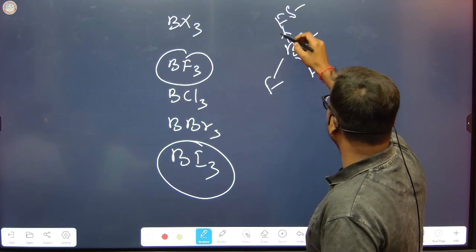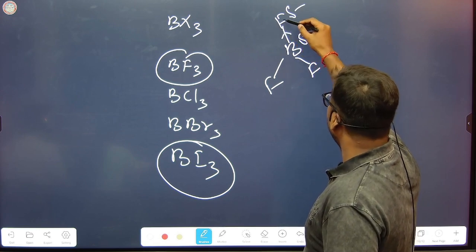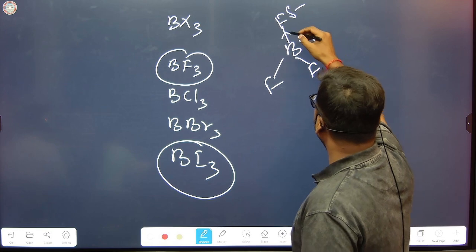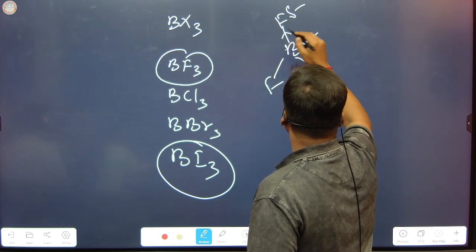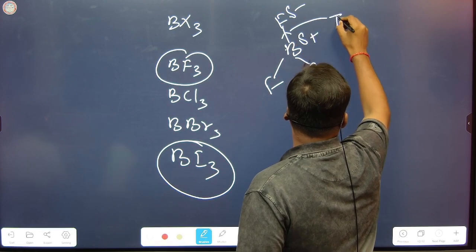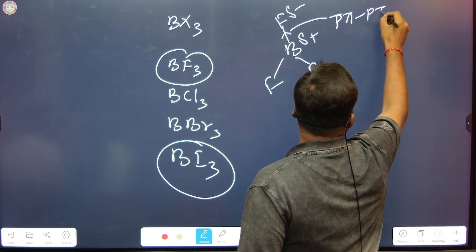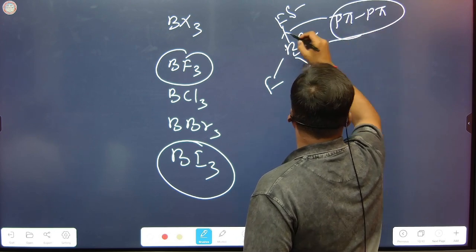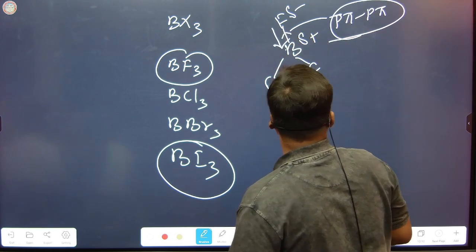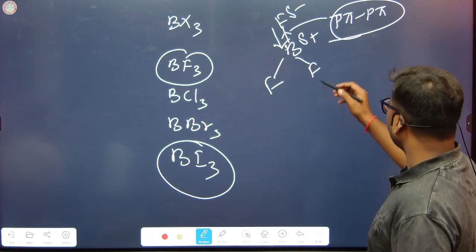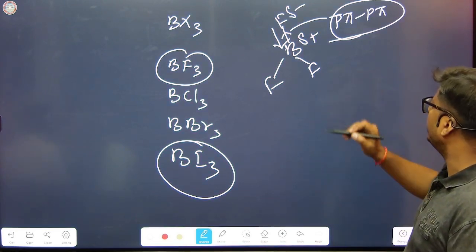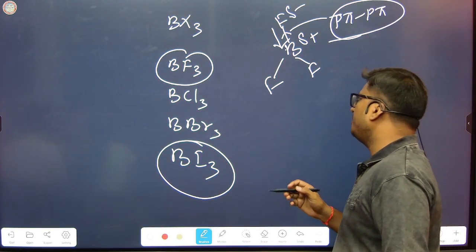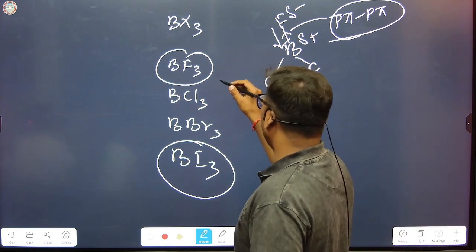But because of the presence of p electrons, it overlaps with the vacant p orbitals of boron. So it has a tendency to form p pi back bonding. That is what is described as back bonding. So here the unsaturation or deficiency is stabilized. So you can't expect that BF3 is the most Lewis acidic.